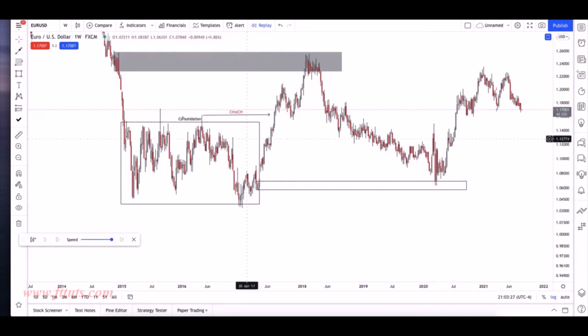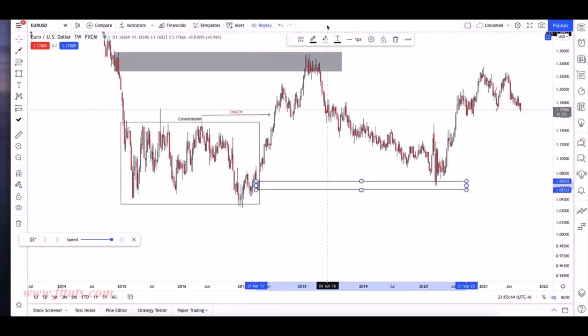Not only did it react to this demand, but it also filled in some imbalance that was here, and there was a gap created right here. And we know when a market creates a gap like this, it must come back to fill in that gap. And as you can see, it did come back and fill in that gap and mitigated off this weekly demand right over here.